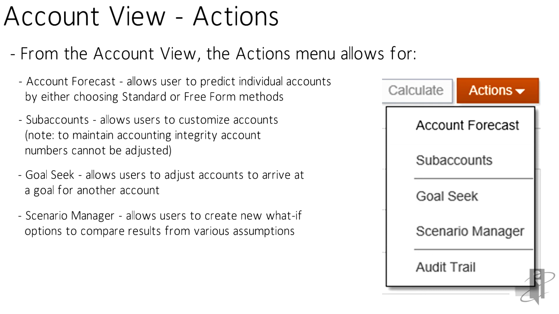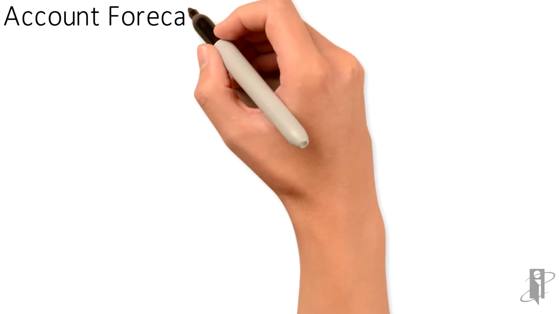Scenario Manager allows you to create new what-if scenarios, and it gives you some opportunity for analysis to compare between the two. Say if you pick an upside case here and a downside case there, what do they look like compared to each other? And lastly, the Audit Trail. The Audit Trail is a nice handy little feature that provides transparency and allows you to trace data back to the original assumptions.